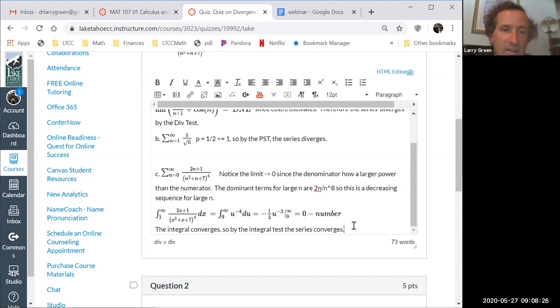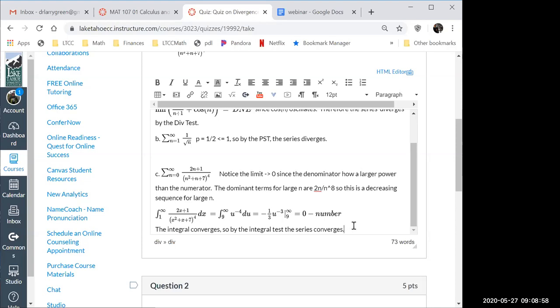So for the integral test, there's a step-by-step process. First, you identify integral test might be a good idea. Second, you notice the limit goes to 0. Third, you have to notice that the function is decreasing. Fourth, you take an integral. And fifth, you say by the integral test, the series converges if the integral converges, and diverges if the integral diverges. Any questions on the integral test?